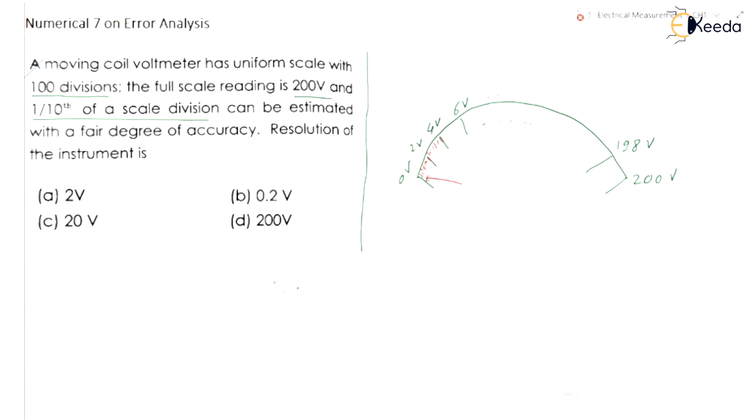So therefore we can write resolution is equal to 2 divided by 10, each division is of 2 volt, divided by 10, so it is 0.2 volt, right? So the final answer is option B. Is this clear? Very simple question.